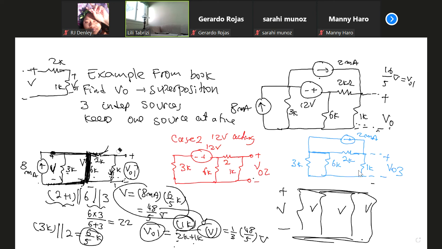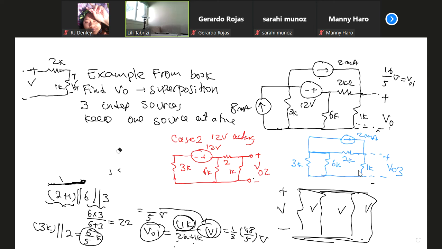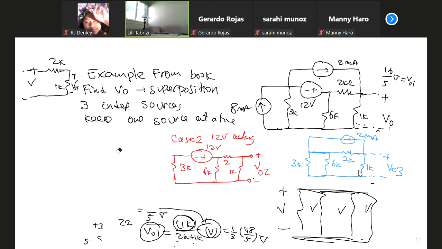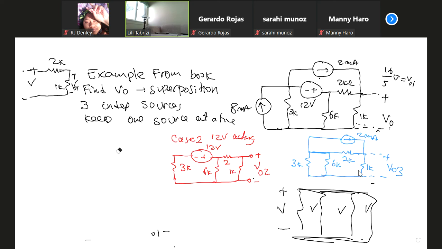So we go to case 2. Case 2, we have to find V02. And we have a single source. So I'm going to think about voltage division, current division, if it's possible. I can do the same thing, and I can use current division. There are several options. You can use any method. You can even go back and use nodal here. It doesn't matter. But I'm going to do it this way.